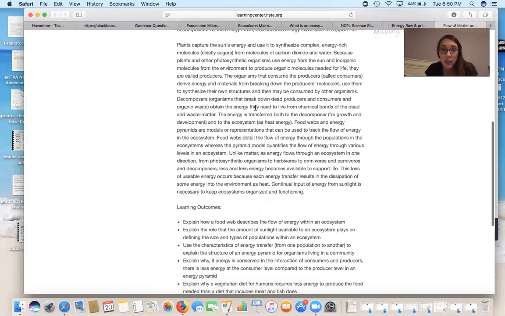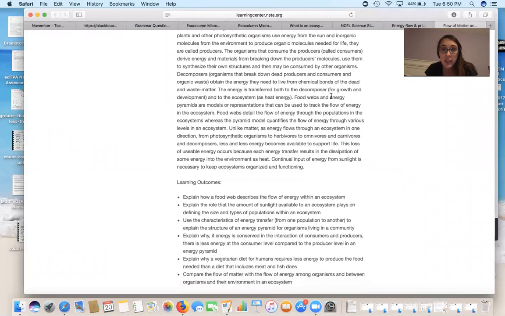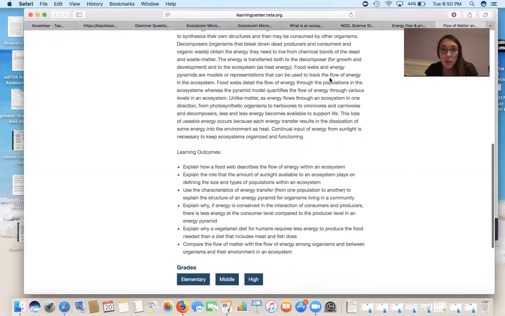Decomposers obtain the energy they need to live from chemical bonds of the dead and waste matter. The energy is transferred to the decomposers for growth and development, and to the ecosystem as heat energy. So food webs and energy pyramids are models or representations that can be used to track the flow of energy in the ecosystem. Food webs detail the flow of energy through the population and the ecosystem, whereas the pyramid model quantifies the flow of energy through various levels in the ecosystem.